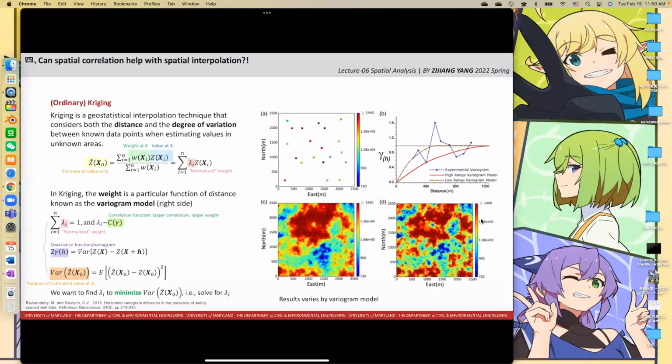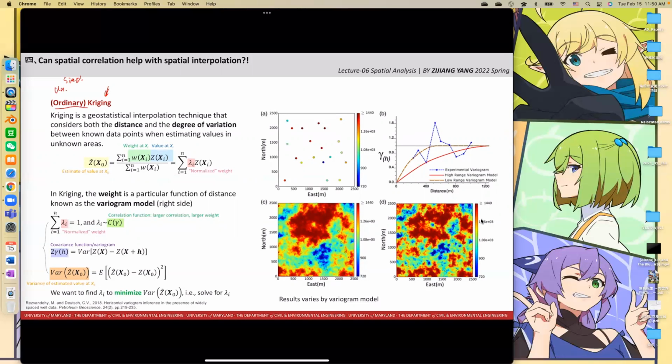Because it only considers the distance, it does not consider the geographical changes. And the last one is the statistical interpolation method, which is kriging. Here I say this is ordinary kriging because we also have some other kriging methods, like universal kriging or simple kriging. Ordinary kriging is the most commonly used method in spatial analysis.